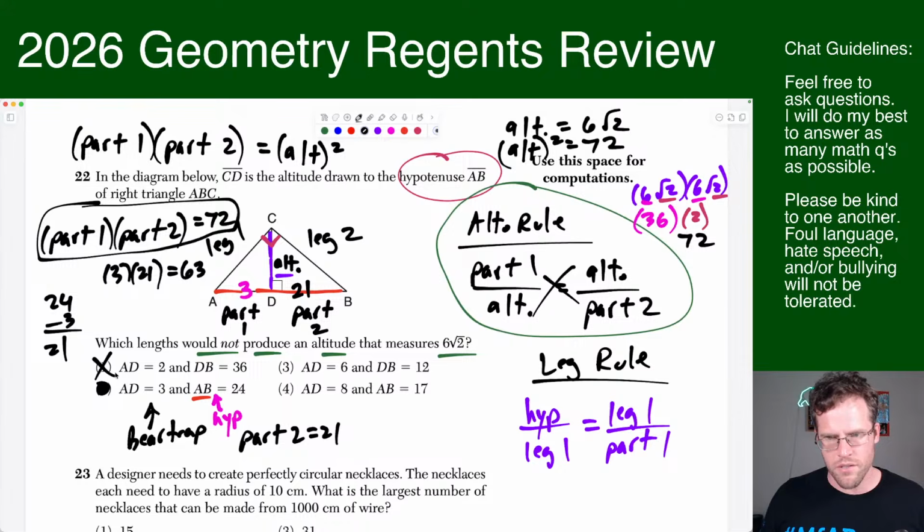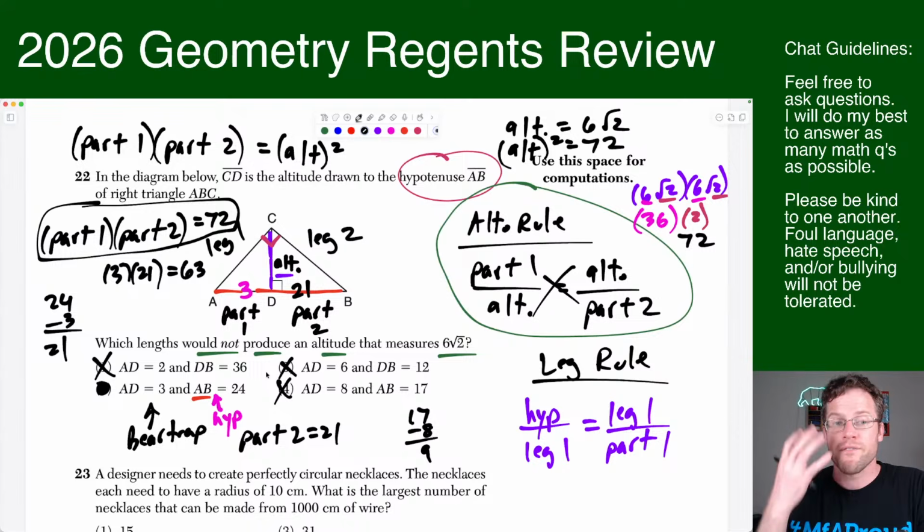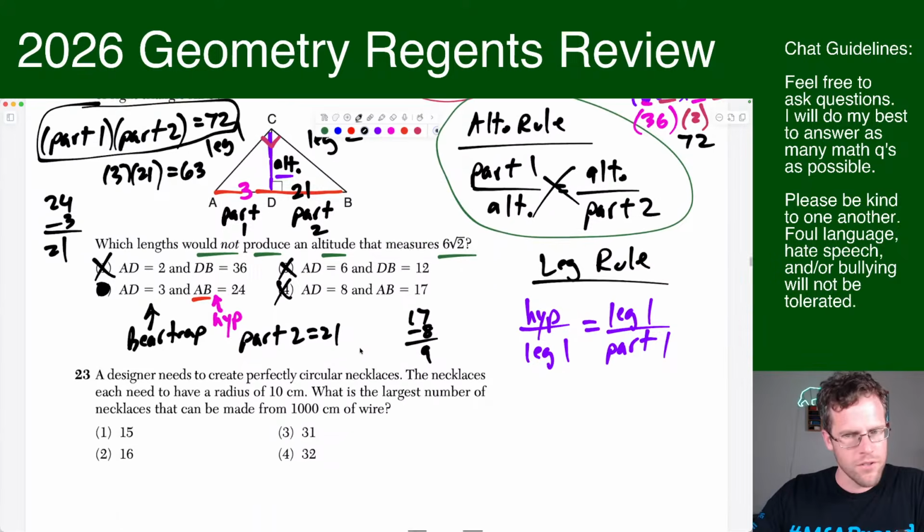So that's why this one fails. 6 times 12 makes 72. And for the hypotenuse of 17, 17 minus 8 is 9, and 8 times 9 is 72. These are very cruel with the details. Just know the bear traps are most likely to show up in the last 4 questions. The last 4 questions are usually some of the toughest, so just be aware of that.